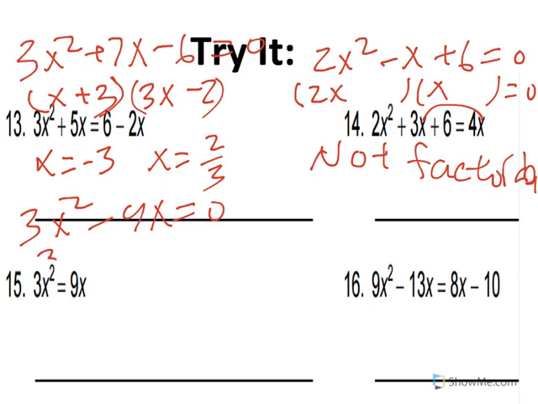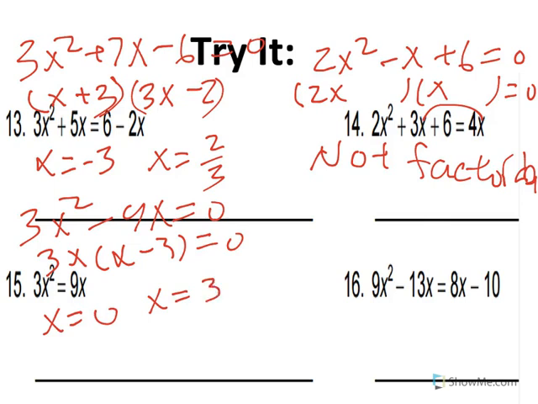So we can factor out a 3x. So this is x minus 3 equal to 0. So that means that either this x is 0 or this x is equal to a positive 3.